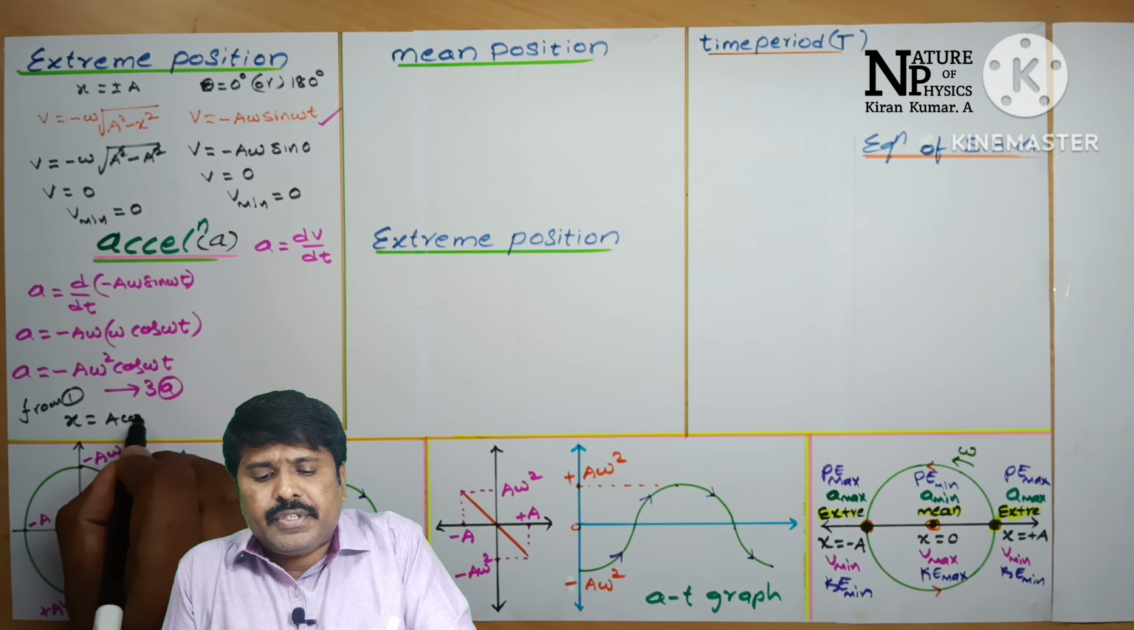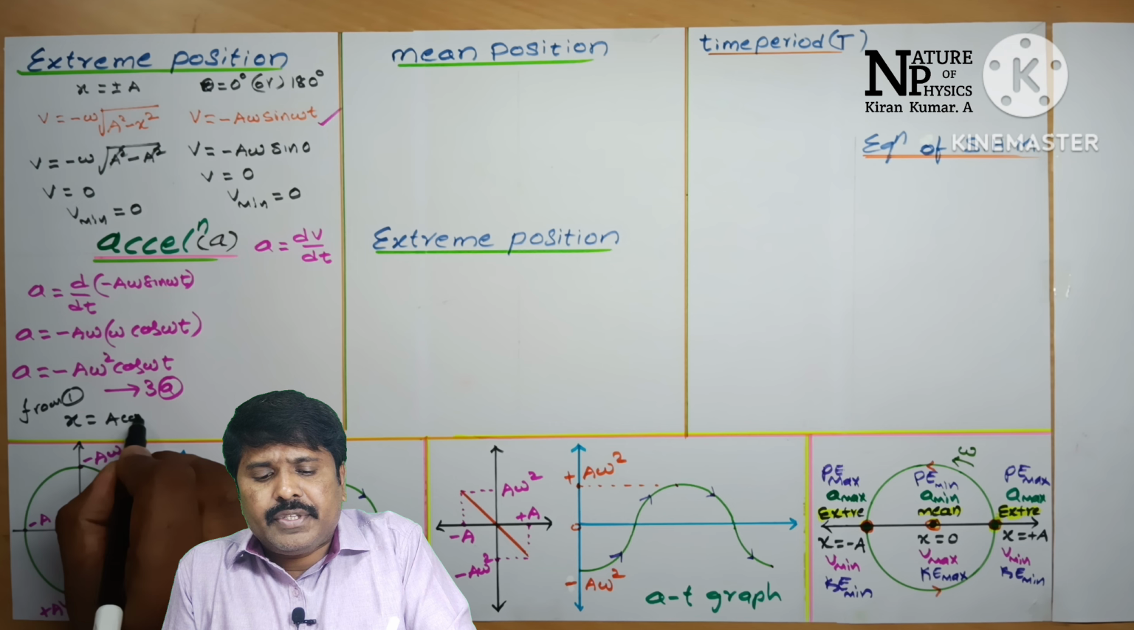So that in this velocity, second equation I am going to explain. So second equation for the velocity v, that is v is equal to minus a omega root over 1 minus cos square omega t. Okay, so that sin omega t is equal to root over 1 minus cos square omega t. In this, from equation 1, that is x divided by a, which is equal to cos omega t.